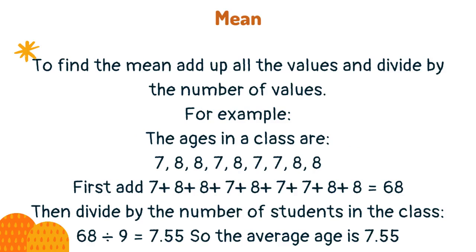To find the mean, add up all the values and divide by the number of values. For example, the ages in a class are 7, 8, 8, 7, 8, 7, 7, 8, 8. First add 7 plus 8 plus 8 plus 7 plus 8 plus 7 plus 7 plus 8 plus 8 equals 68. Then divide by the number of students in the class. 68 divided by 9 equals 7.55, so the average age is 7.55.